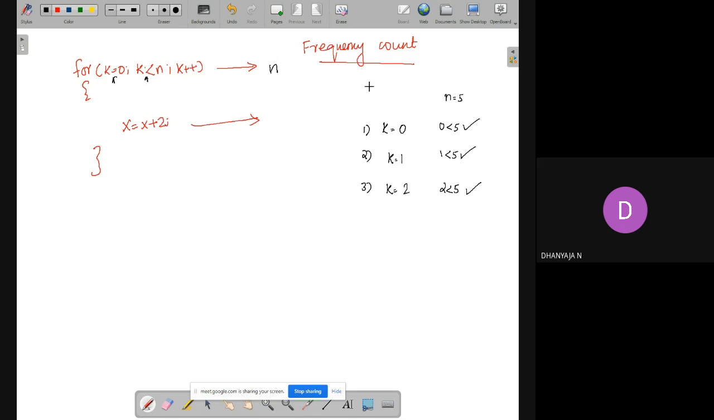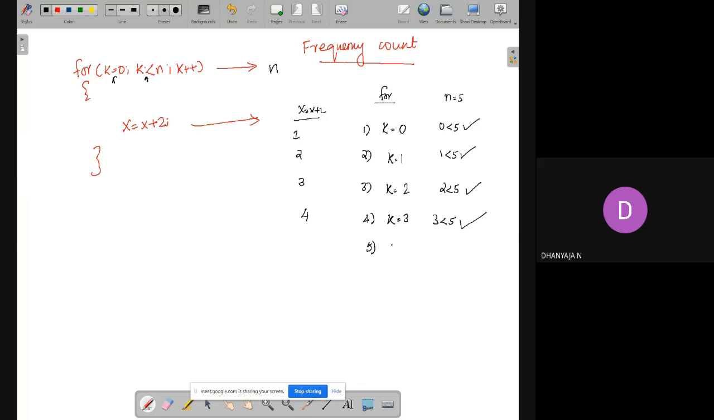So this is the for loop statement. This is x equal to x plus 2. How many times is it executing? First time it is executed. Second time it is executed. Third time it is executed. Now in the fourth iteration, k value will become 3. 3 is less than 5. Yes, the condition is right. So the x equal to x plus 2 statement will execute for the fourth time.